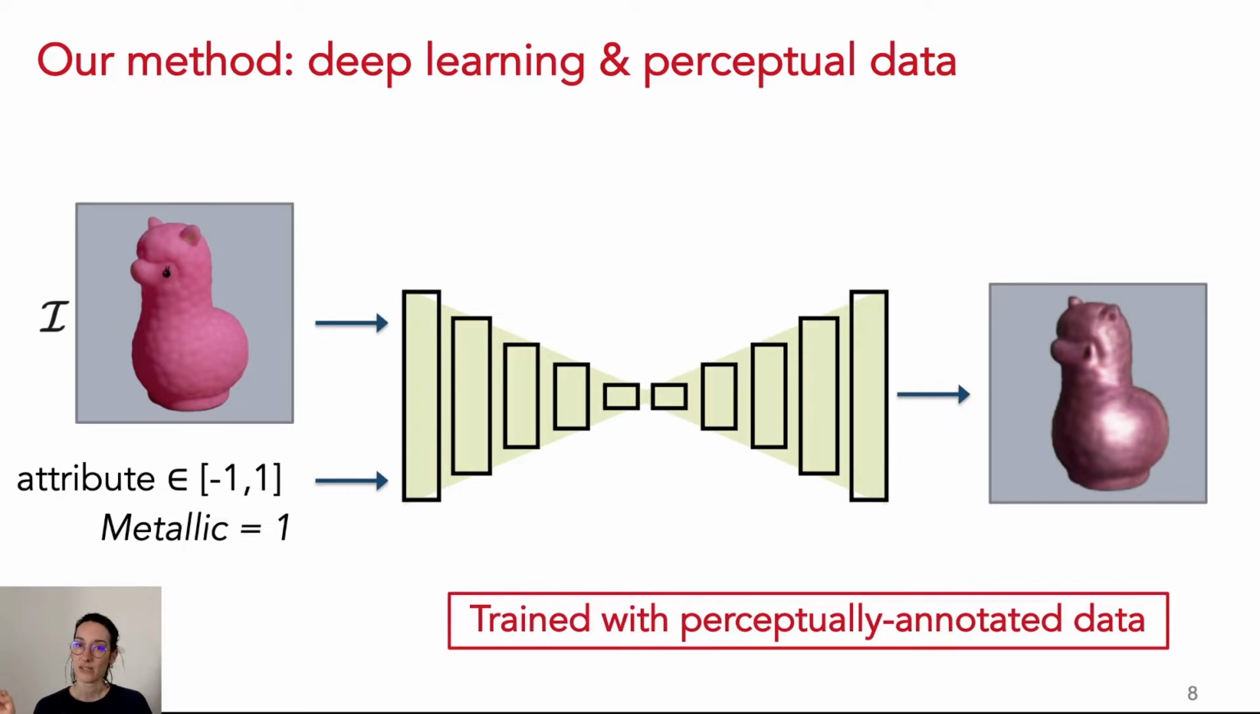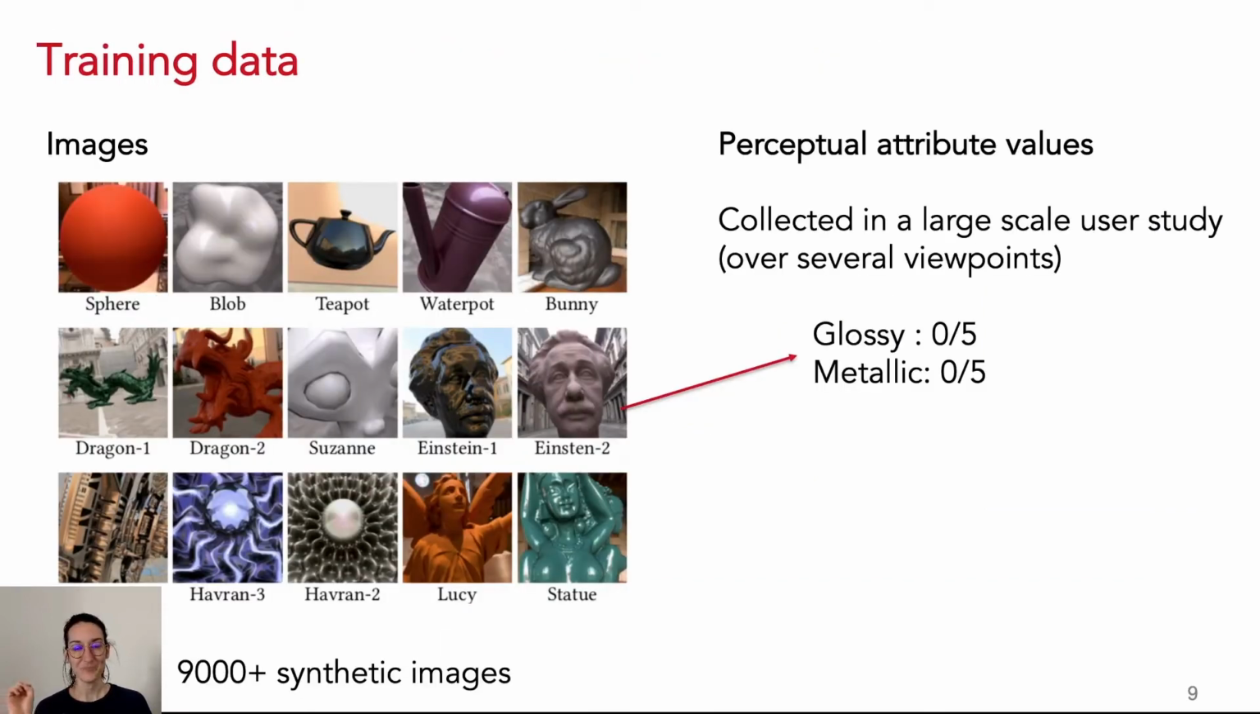So let's look a bit more at the data that we have. We have synthetic images or renderings that show a variety of different geometries under a variety of illuminations and materials. And for each of these images, we have perceptual attribute values. So for example, for this image, we know that people have perceived it as much non-glossy and non-metallic. And these scores were collected through crowdsourced experiments.